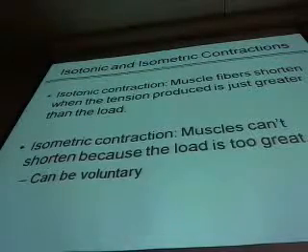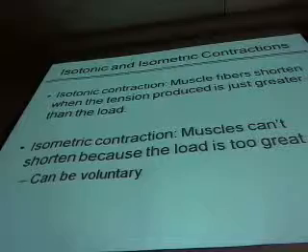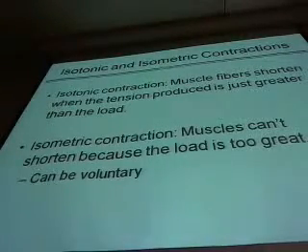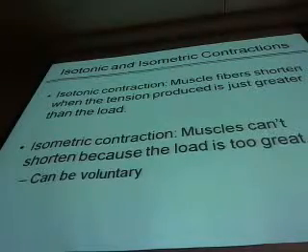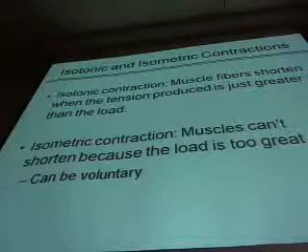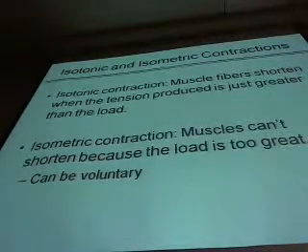Isotonic and isometric contractions. Isotonic, muscle fibers shorten, tension is produced. It's greater than the load. If I have an isotonic contraction, I can lift something. I can make it move.